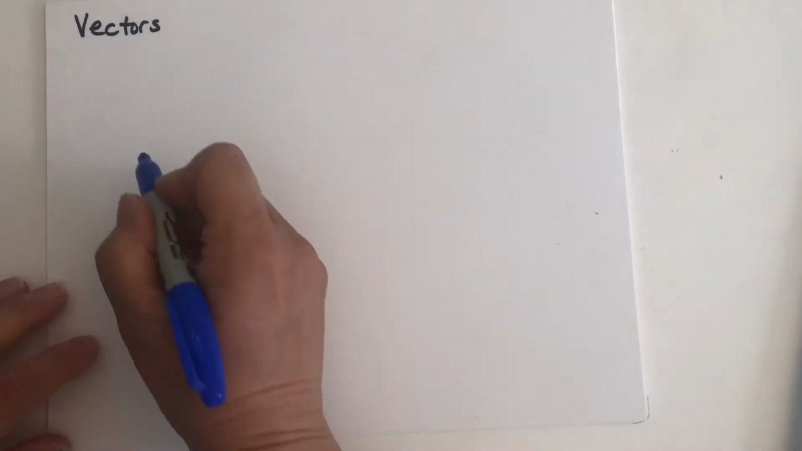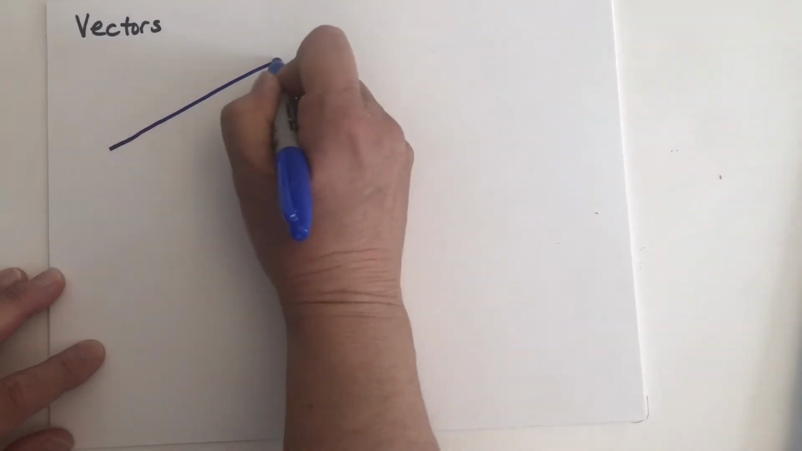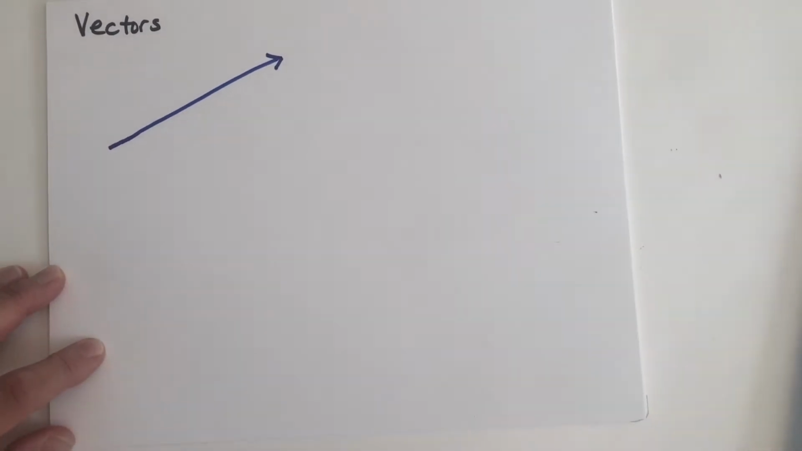Other quantities have both a magnitude and a direction, like the velocity of an airplane or the force applied to an object. And those quantities we call vectors. And we use directed line segments to represent a vector. So let me draw what we use to represent a vector, something that looks like this.